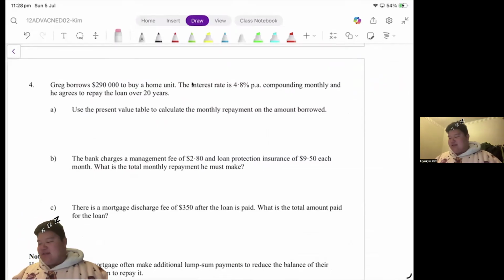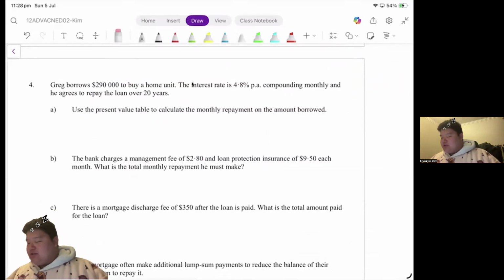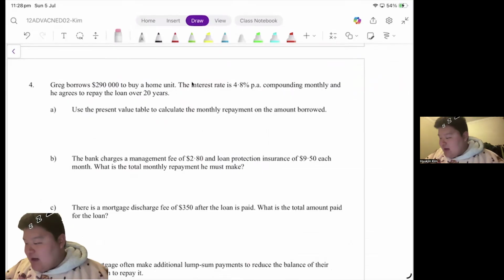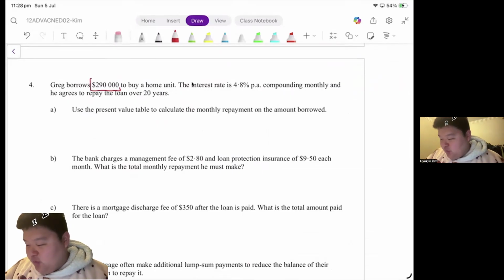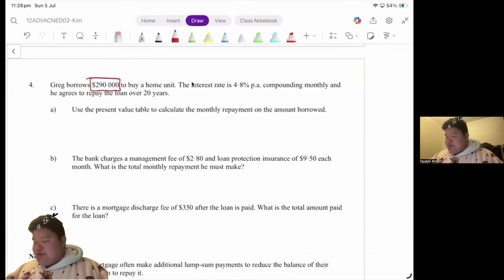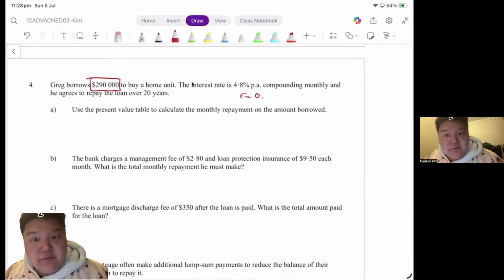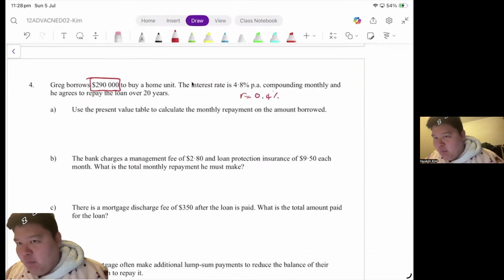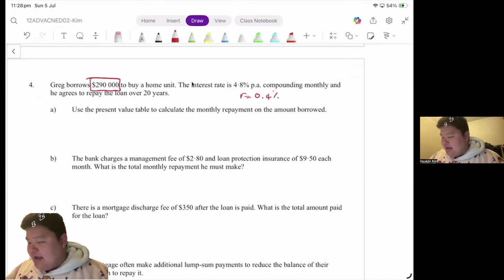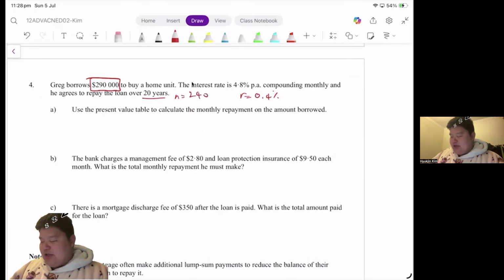Greg, what a sick name, borrows $290,000 to buy a home unit. So now that is the present value that we want to refer to. The interest rate is 4.8% per annum, compounding monthly, which means R equals 0.4%. And he agrees to repay the loan over 20 years, which means N equals 20 times 12, 240. Use the present value table to calculate the monthly repayment on the amount borrowed.